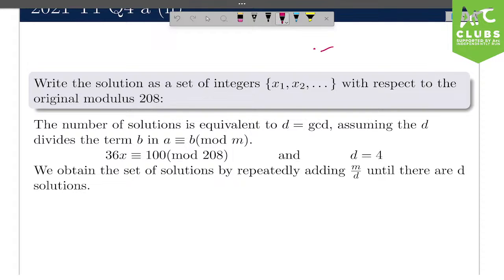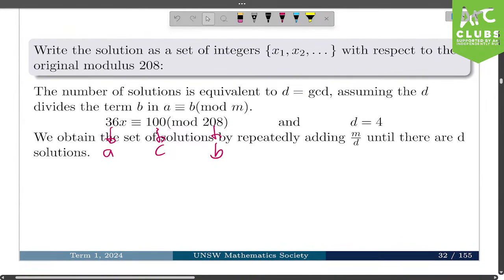Oh wait, so our 36 is our A, 208 is our B, and our 100 is our C. We note that from before, the GCD of A and B was 4, and 100 is clearly a multiple of 4. So we note that there are solutions. Not only are there solutions, but we also note there are 4 solutions here. So how do we get our solutions?